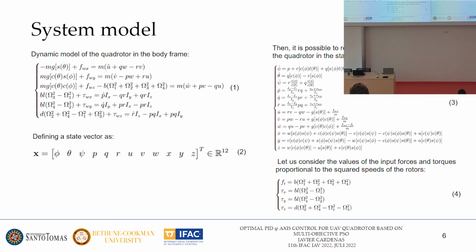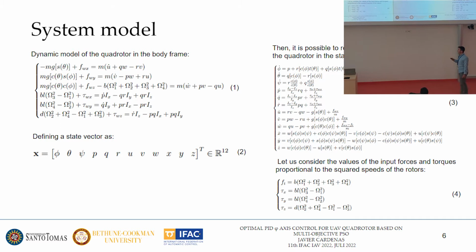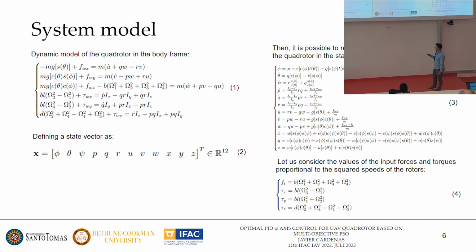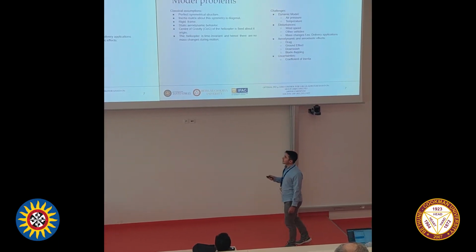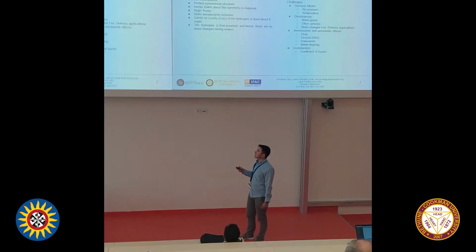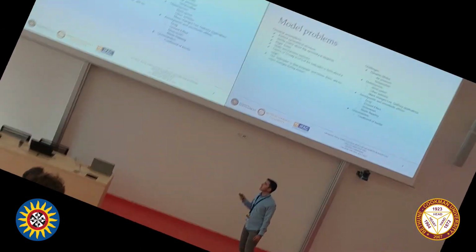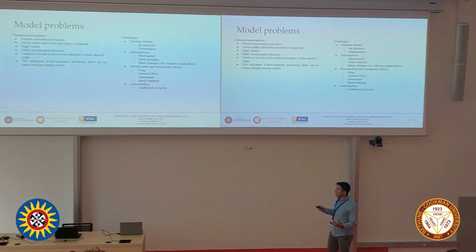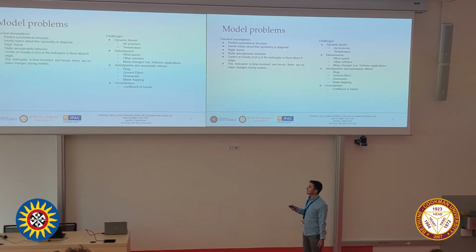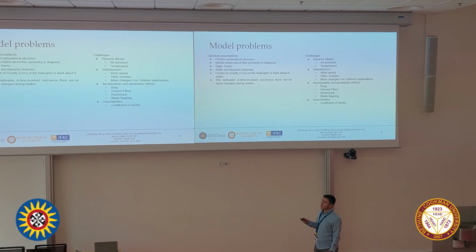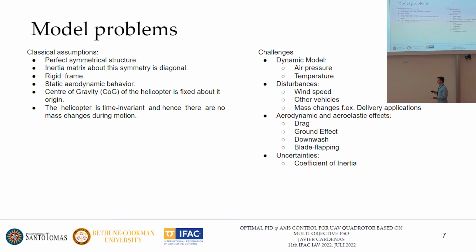And here we are considering some forces and torques that are defined here that are proportional to the quadrotor speed. But this is just a classical assumption. We have to say that this is a perfectly symmetrical structure, that the inertia matrix is symmetrical, and we have many assumptions, many problems when someone wants to implement this in a real world application.